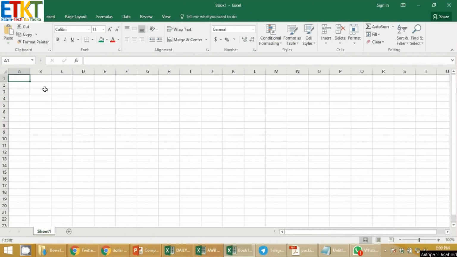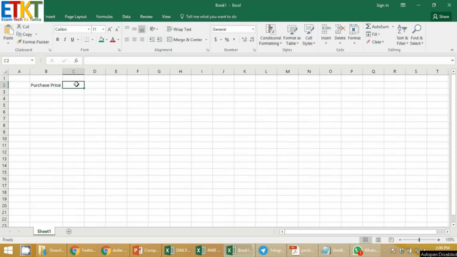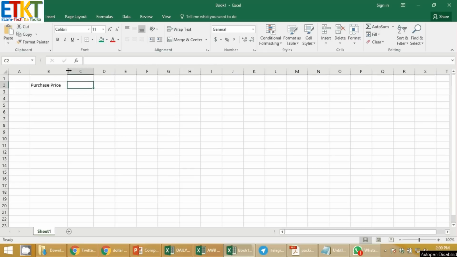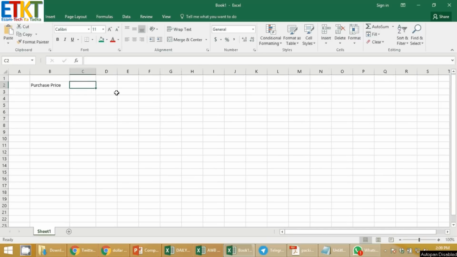Okay, so now we have opened a blank Excel sheet to put some information here. First of all, we will see different tags here, like what are the different types of expenses or the particulars that are involved in calculating the costing of a product. So first thing is the purchase price. Purchase price is something based on which you will decide the selling price. Then comes the inward shipping cost.